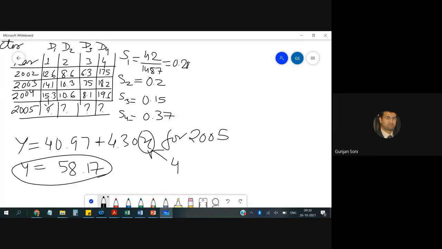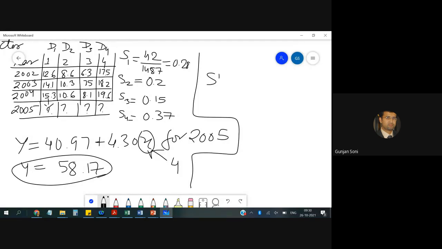Now, what does this value mean? It means that if there is no seasonality in the data, this is the forecast. But see, there is a seasonality in the data. So we'll incorporate seasonality in this value of Y. We multiply the forecast with the seasonality corrected factor.